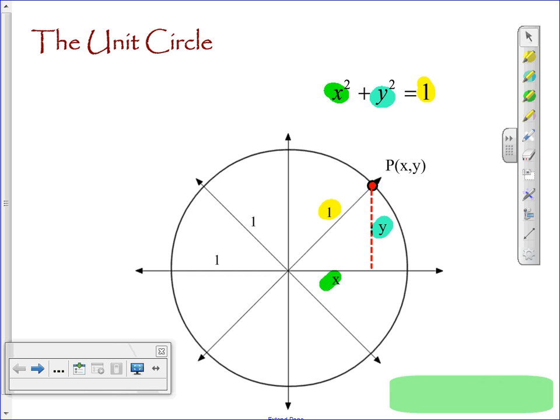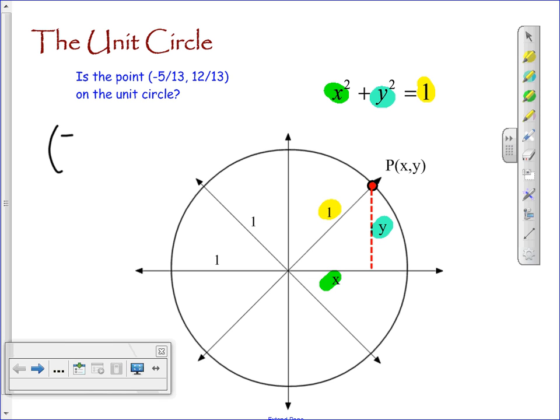So an example question would be something like this. Is this point a point on the unit circle? We can simply check that by squaring each and checking, does that equal 1? If it does, then yes, it's on the unit circle. If it doesn't, then no, it's not.